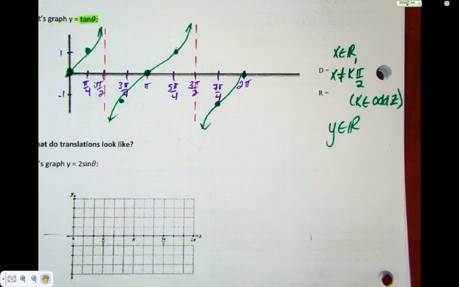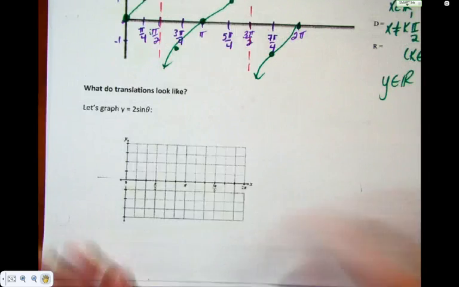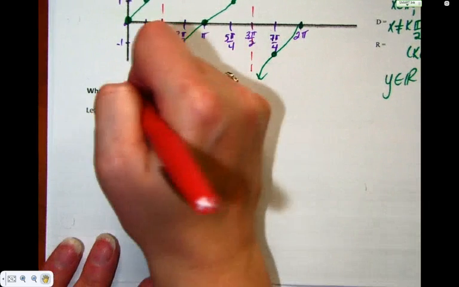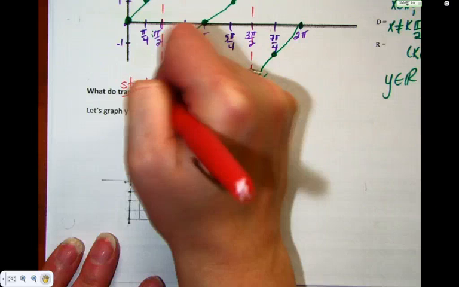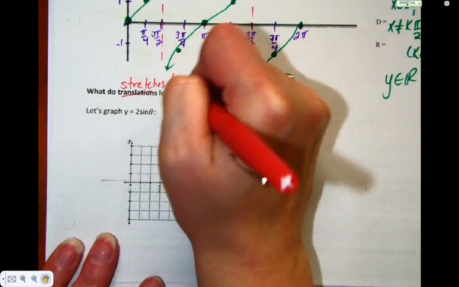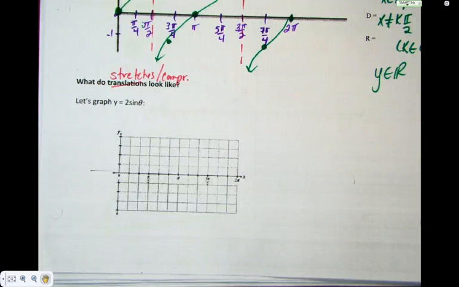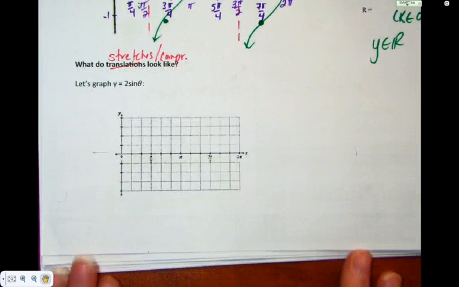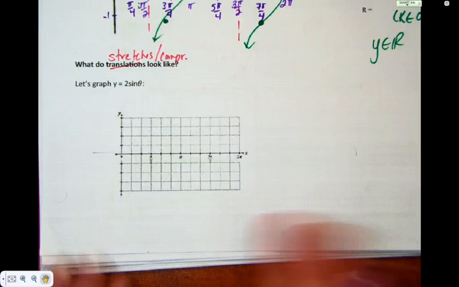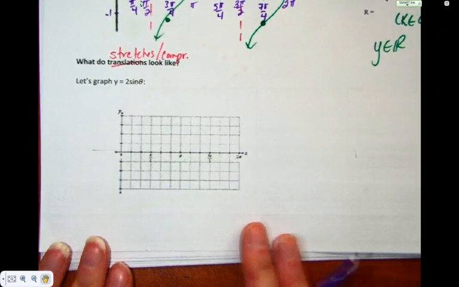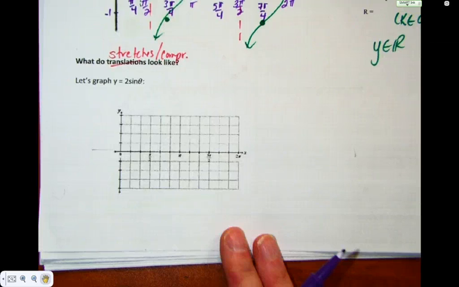Okay, so those are our 3 base graphs. Now we're going to do a whole bunch of things. And I said translations, but this should be stretches and compressions. So, what do stretches and compressions look like? Exactly the same steps we did at the beginning of the unit. So first step is figure out the base graph. So take away the numbers, what's left here?